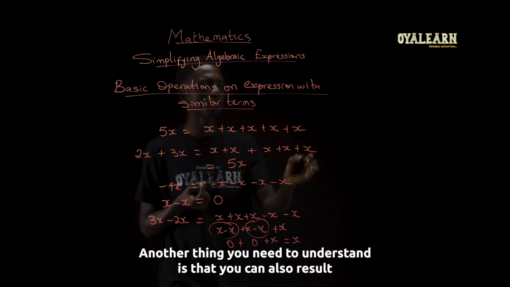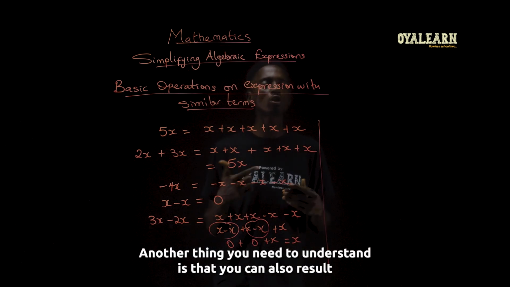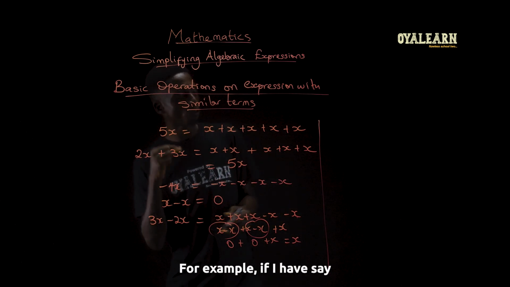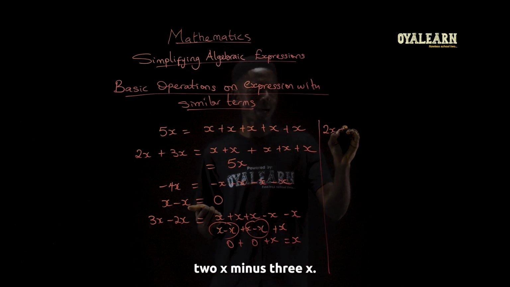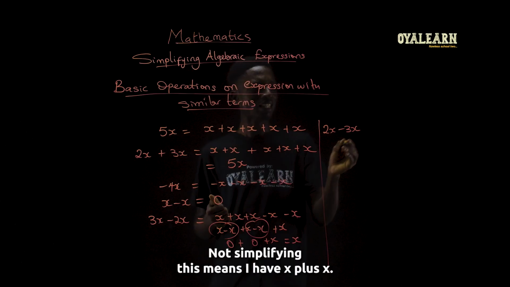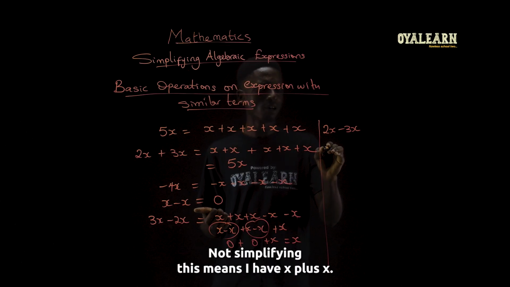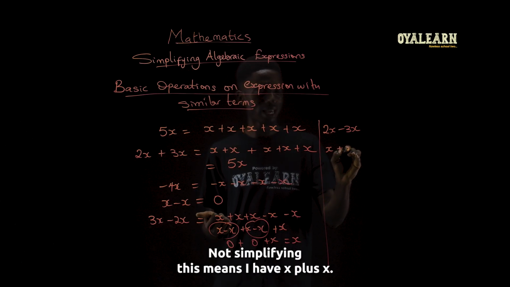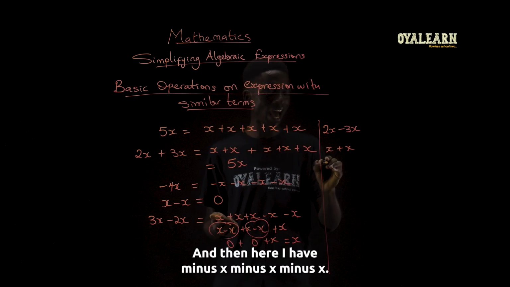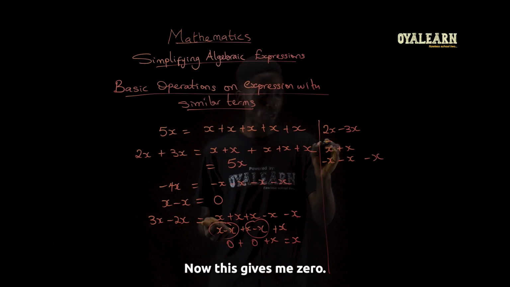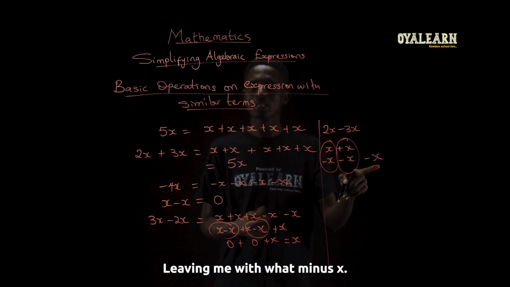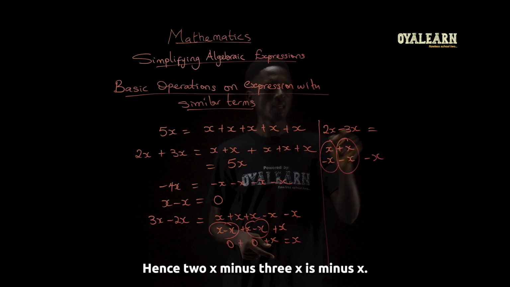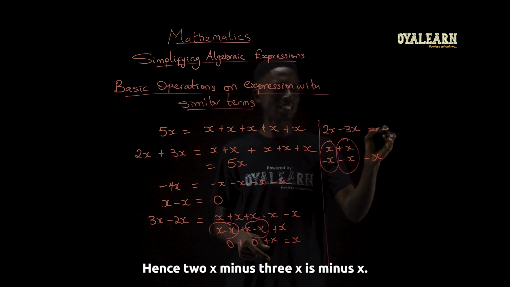Okay? Another thing you need to understand is that you can also result in negative terms. For example, if I have, say, 2x minus 3x. Now, simplifying this means I have x plus x, and then here I have minus x minus x minus x. Now, this gives me 0. This gives me another 0, leaving me with what? Minus x. Hence, 2x minus 3x is minus x.